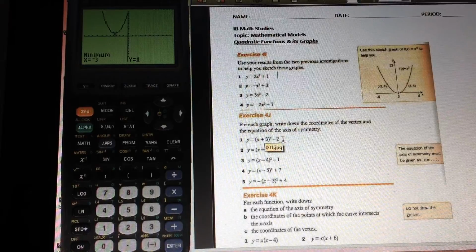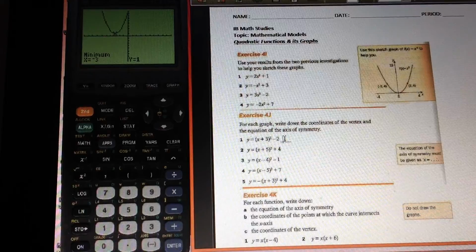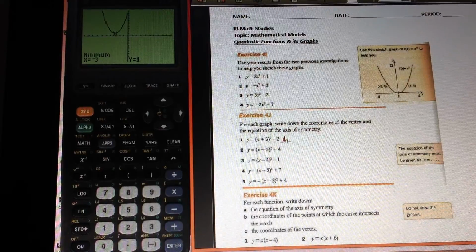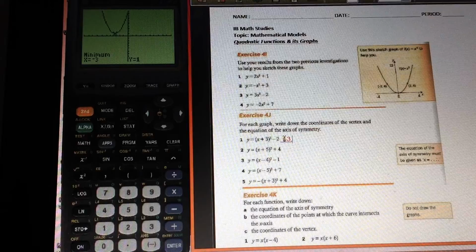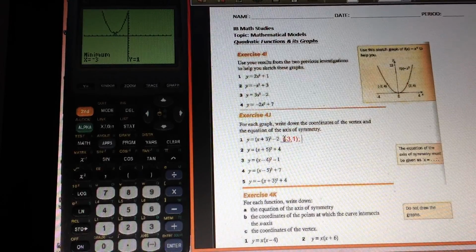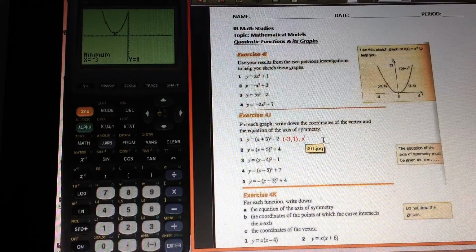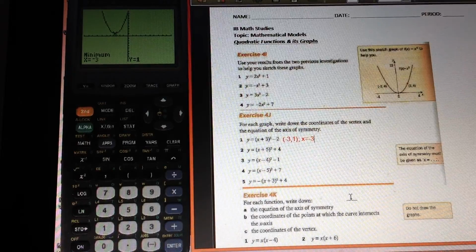Therefore, we can answer the question right here. My vertex is -3, and as we see, it's 1. So there it's my vertex. And as we mentioned, if we know the vertex, the x value is the equation of the axis of symmetry. So now we know my axis of symmetry is at x equals -3. There we go.